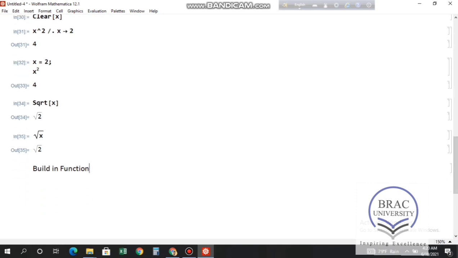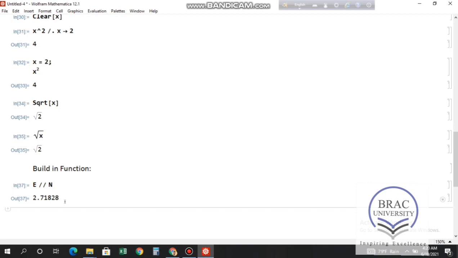So let's talk about some more built-in functions. If you want to write exponential e in Mathematica, you have to write capital E. You cannot write small e. Mathematica doesn't read small e as exponential e. So if you write capital E and press Shift+Enter, you get the exponential e. Let's now just check the numerical value. So you can see that capital E is the exponential e.